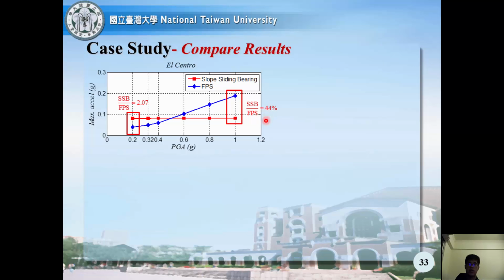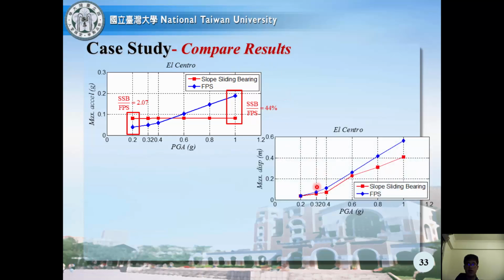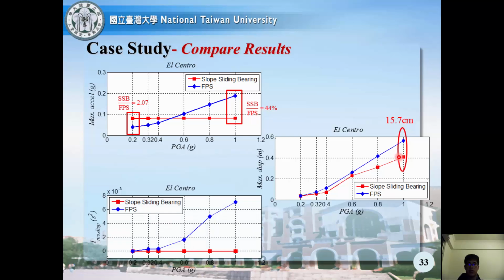The reason is that the absolute acceleration of SSB remains at a value of 80 Gal under each PGA. Instead, the absolute acceleration of FPS will rise as PGA increases. From the displacement response of the two systems, we may see that the friction pendulum system will have a larger response for each PGA under the El Centro earthquake, and the largest gap will occur when PGA equals 1 G. And finally, this figure shows that SSB satisfies the goal of recentering capability, which meets our expectation.